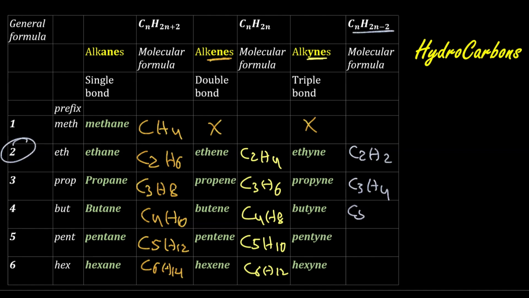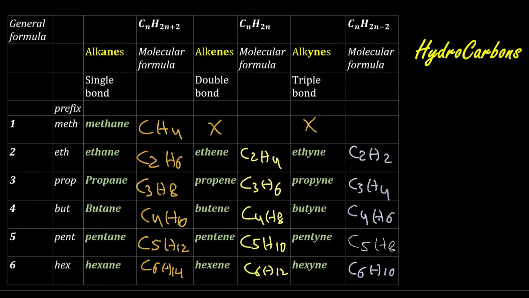So first I did it for 3, which gave H4. Then for 4, it is C4 and H6. For C5, placing n as 5, 5 into 2 is 10, 10 minus 2 is 8, that is H8. Likewise, C6 and H10. This is how we will write down the molecular formula of these hydrocarbons, the saturated and the unsaturated.